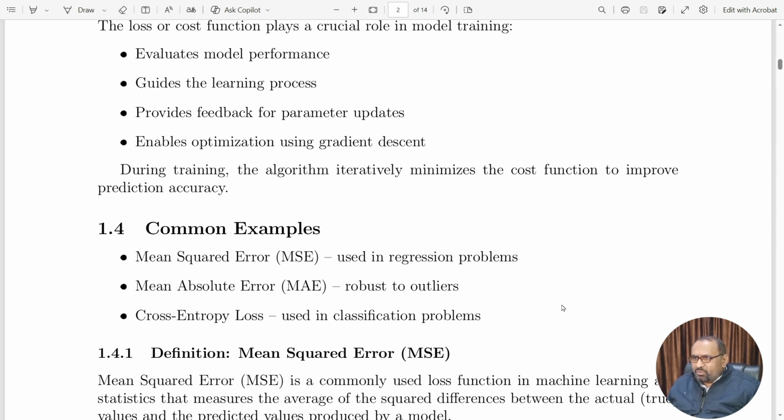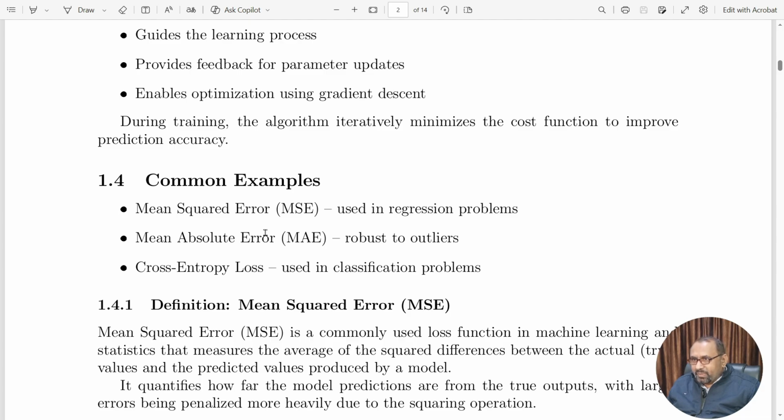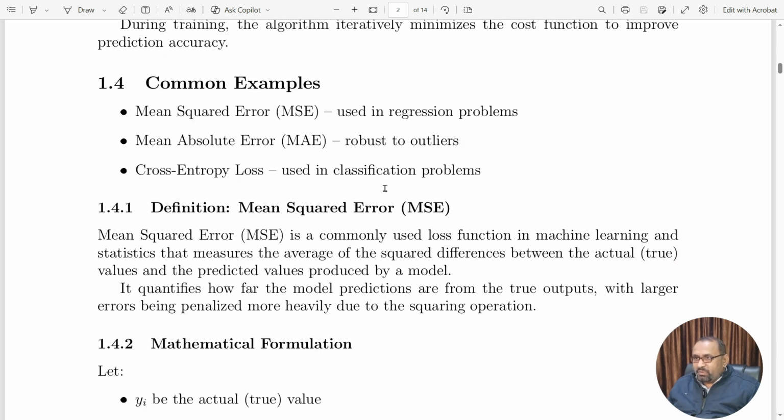Okay, so these are three common examples. First is the mean squared error, which we simply note as MSE, and we always use it in regression problems. Second we have the mean absolute error, which is robust to outliers. And the last one is the cross entropy loss, used in classification problems. Here we will discuss all three one by one.